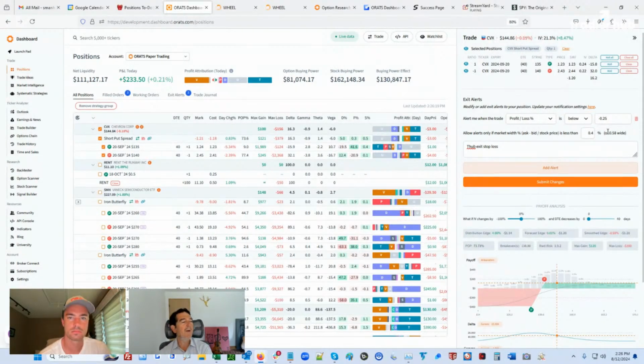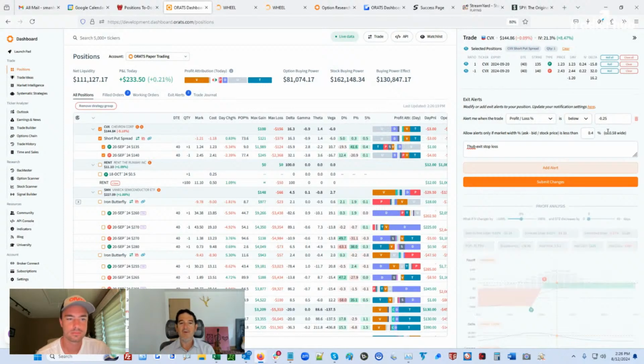You don't want to set it too wide, because sometimes the market makers will widen the market out. Like if the stock just crashes or something but comes back, you don't want to necessarily get an exit alert based on that. But this is why I've set it just slightly wider than normal.